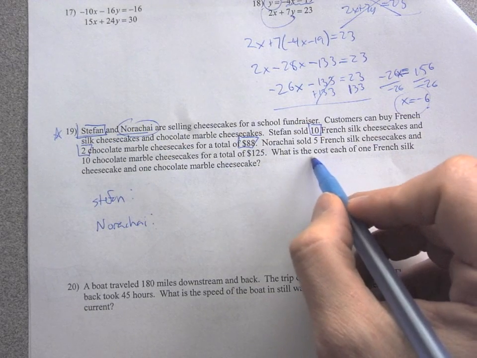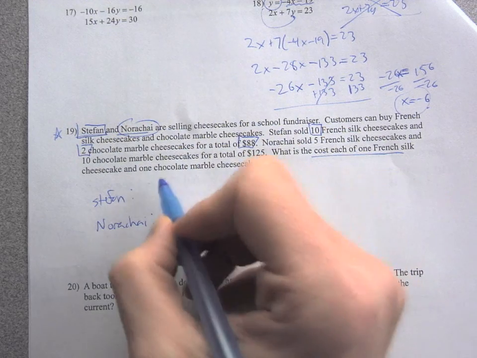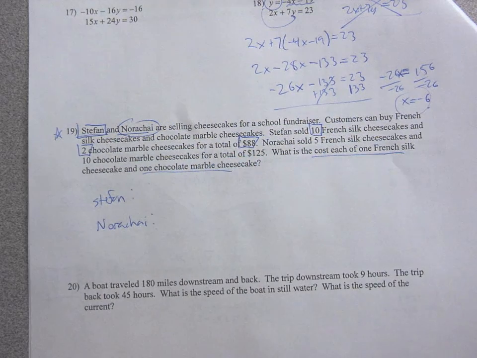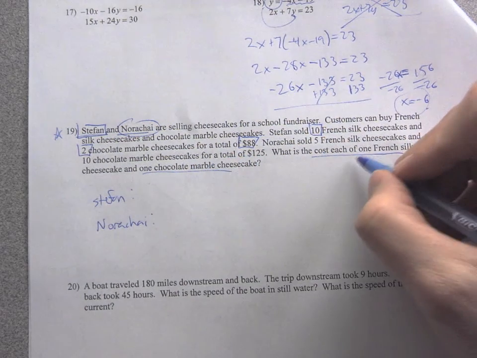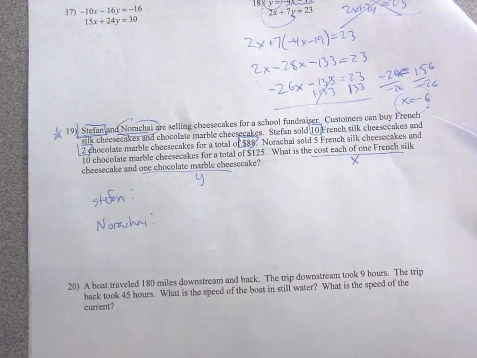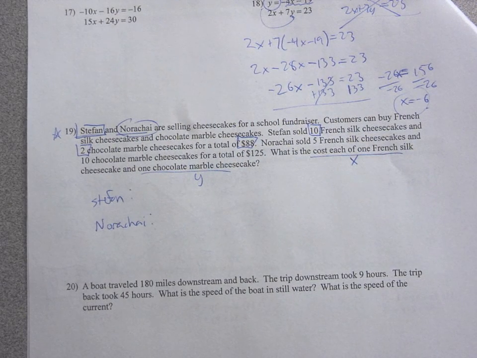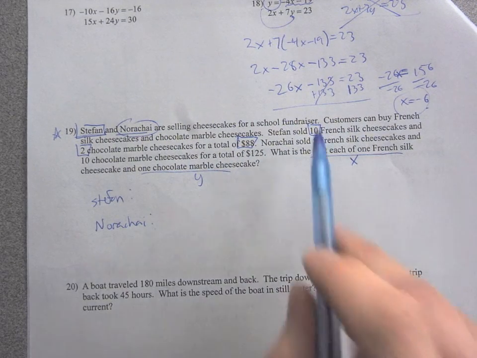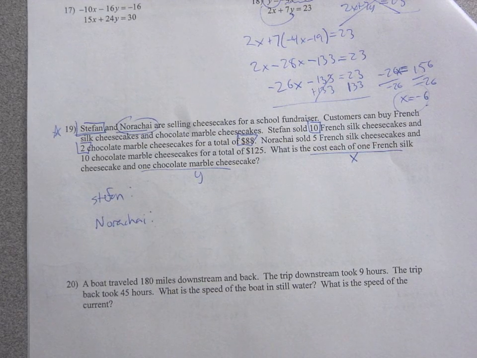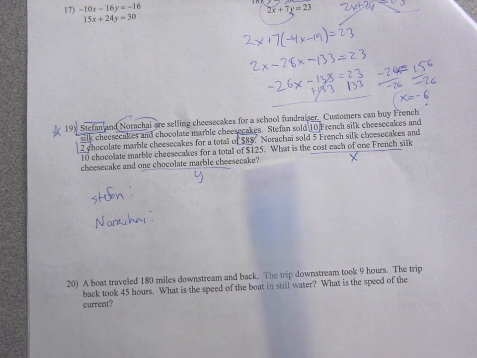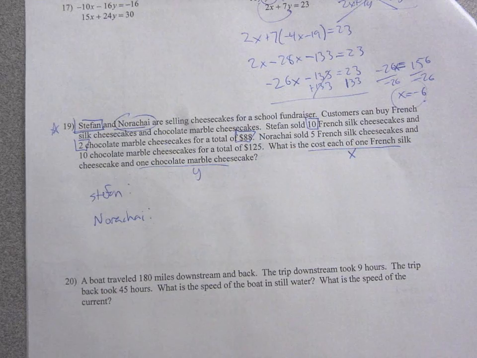The unknowns are the cost of a French silk cheesecake and the cost of a chocolate marble cheesecake. So you could use variables like x and y to represent those costs. We don't know how much they cost. We only know how much of them we sold. Okay? So you're going to have an equation that has x, y, 10, 2, and 88 for Stefan.